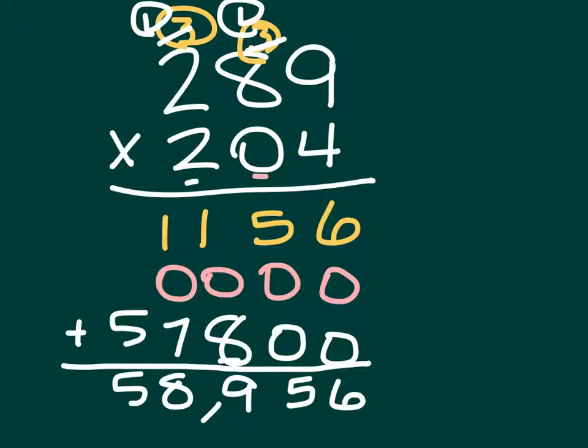So the final answer here is 58,956. Remember, you have some problem-solving tools. You can check your partial products with the ones that I got. If those are all correct and match mine, then maybe you added wrong.